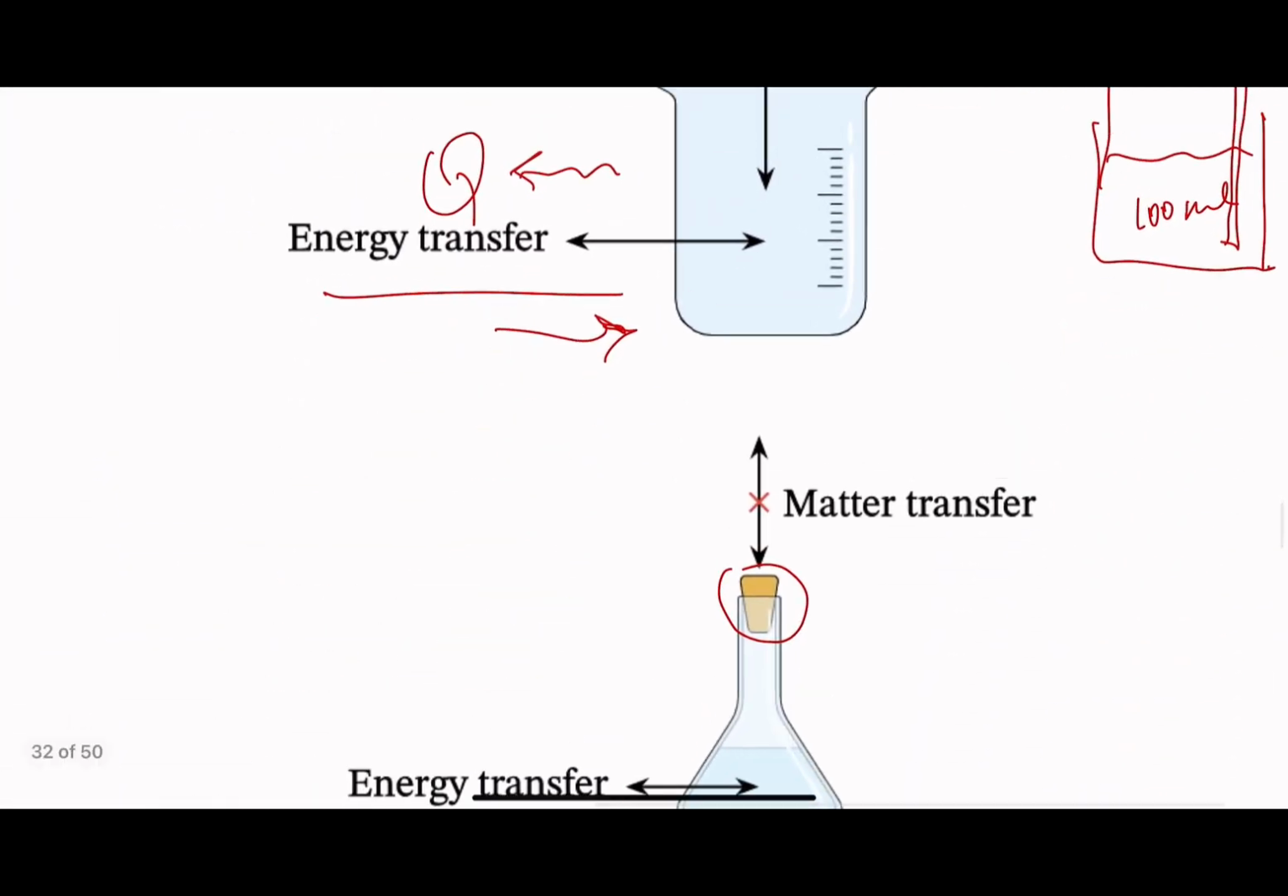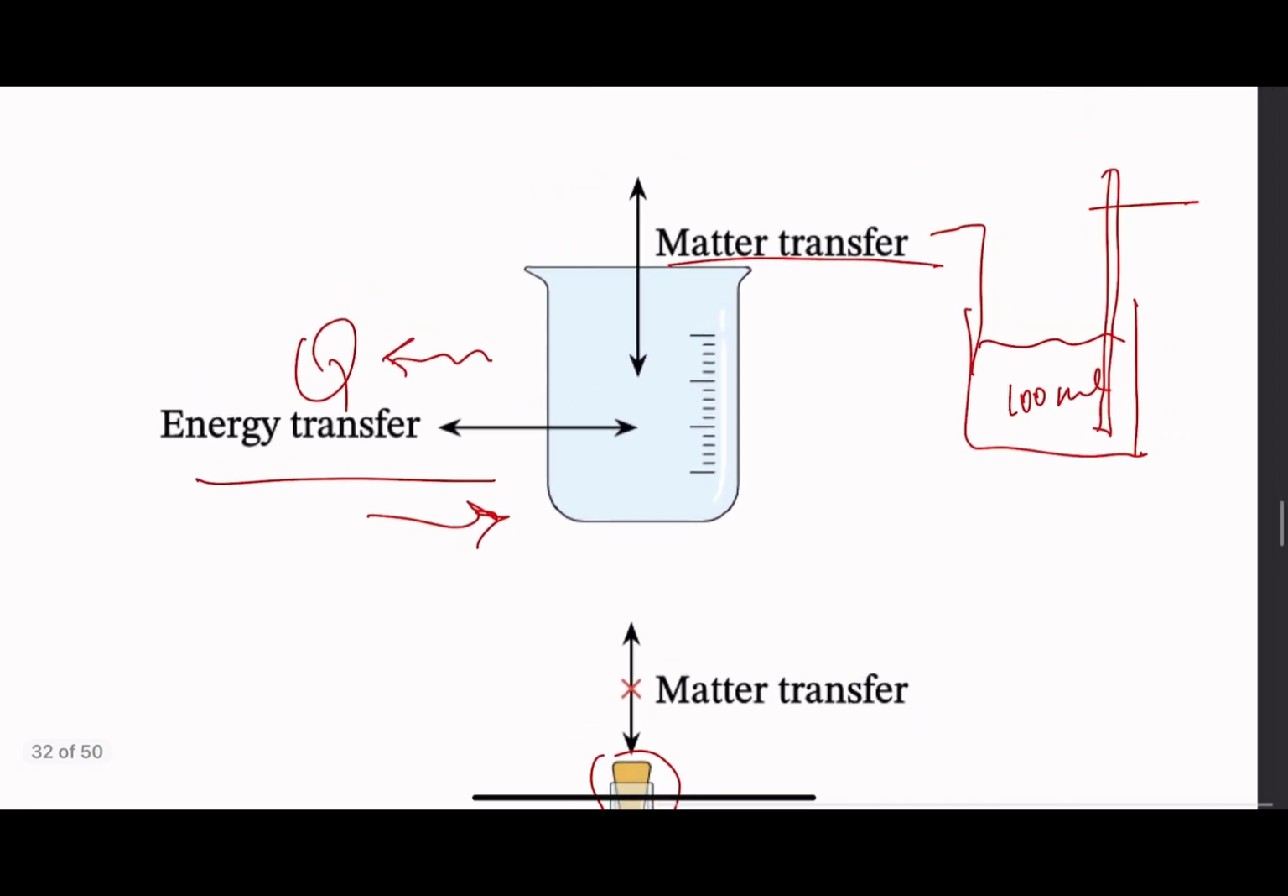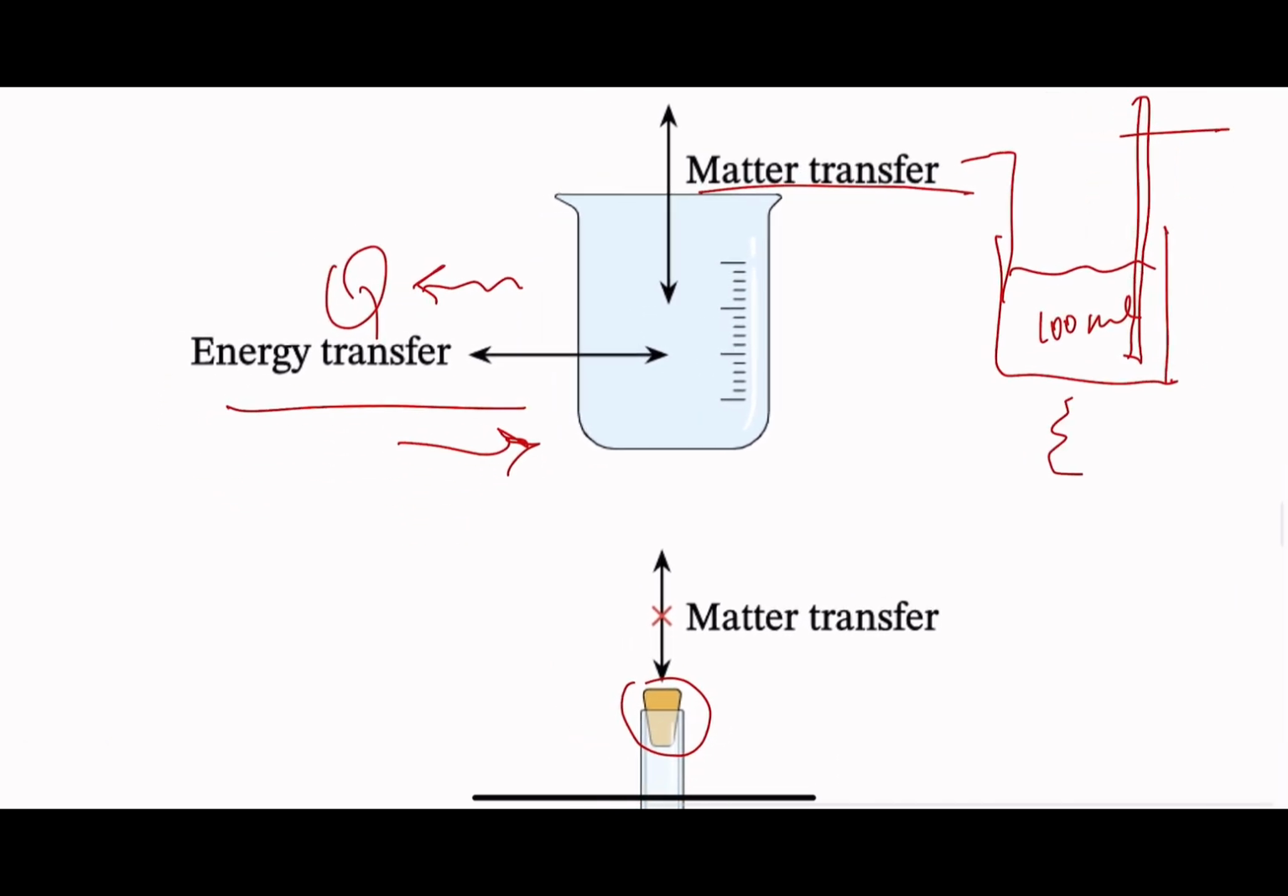So for example, in our lab, we had a lamp underneath, an alcohol lamp, and it was burning, it was heating the system. So Q was going from outside to the system, which is our beaker with the water.